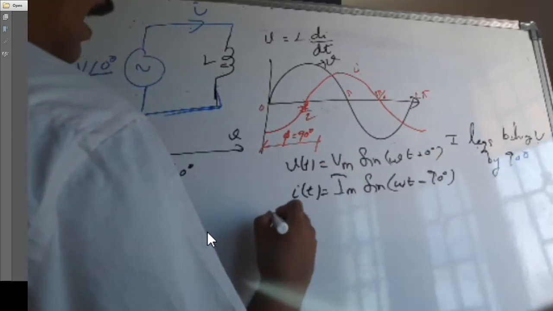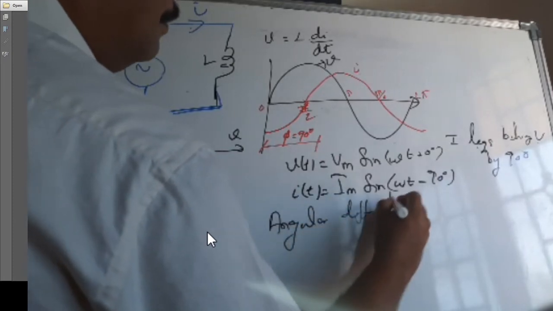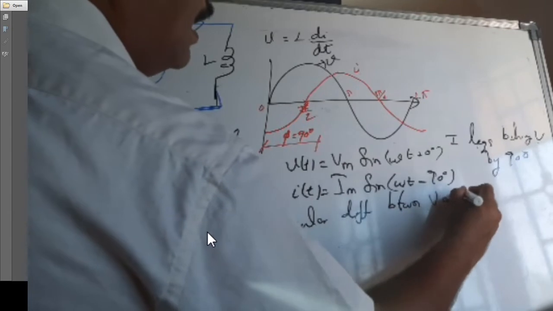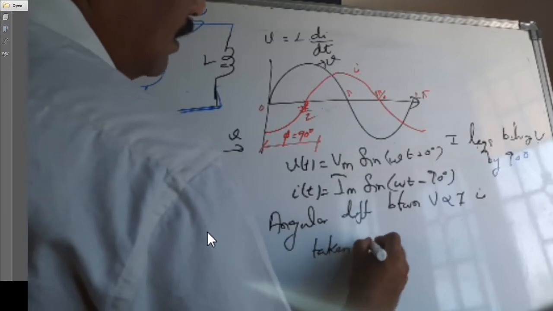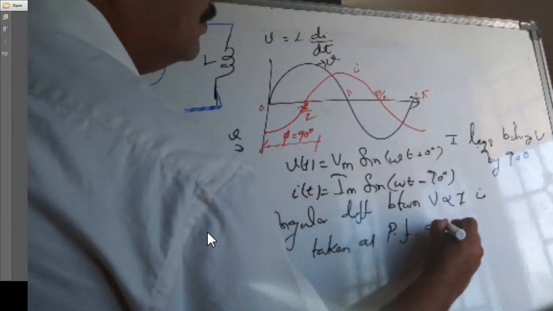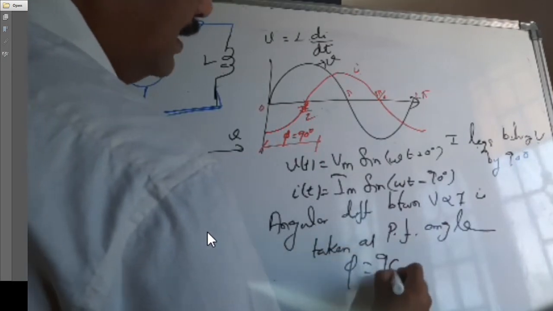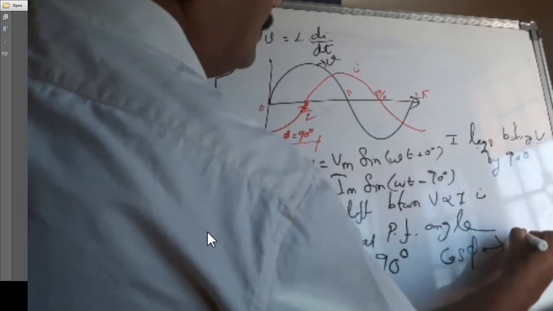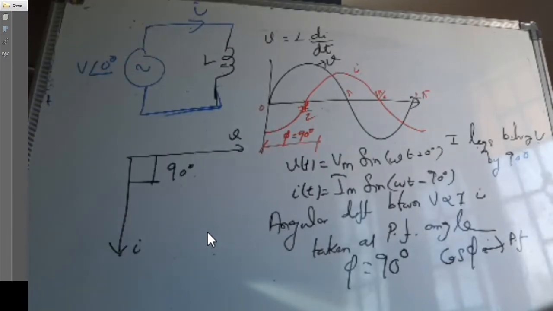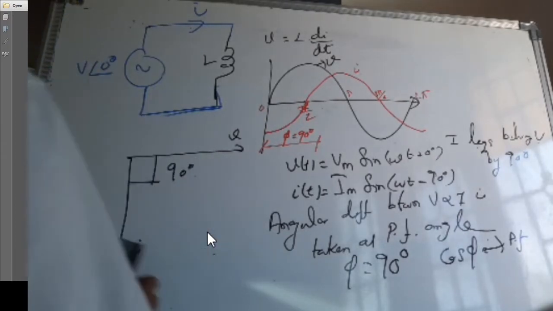The angular difference between V and I is taken as the power factor angle. So here you see that phi is equal to 90 degrees, and cosine of phi we call the power factor. For a pure inductor, the power factor is always equal to 0. You know that cos phi is 0, so the power factor is always going to be equal to 0. That's all.